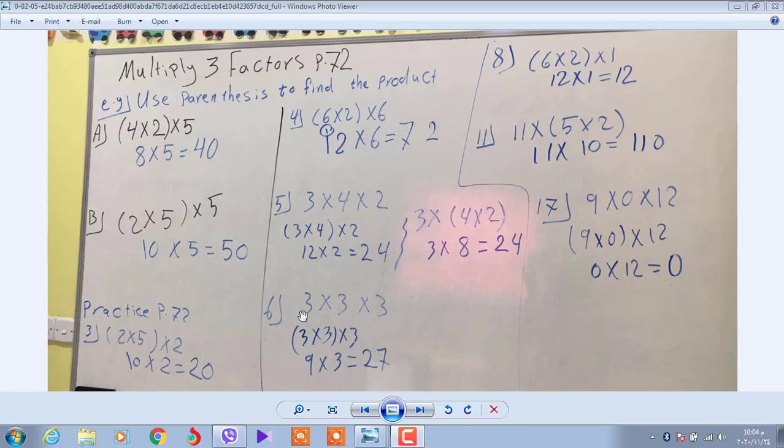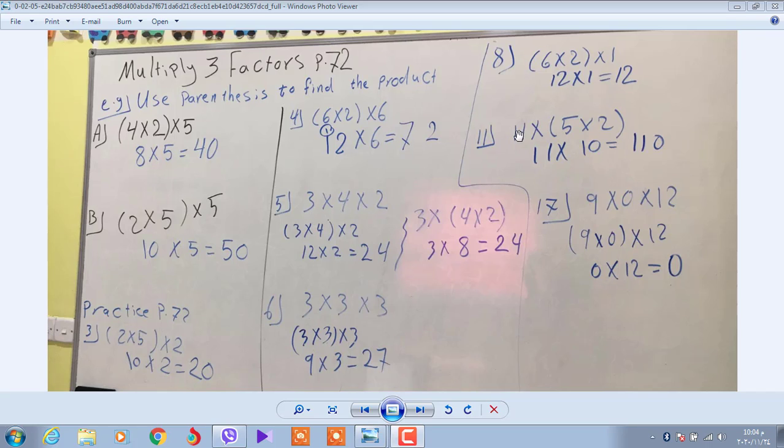In question 6, we have 3 multiplied by 3 multiplied by 3. 3 multiplied by 3 equals 9, multiplied by 3 equals 27, student. In practice 8 we have 6 multiplied by 2 multiplied by 1. 6 multiplied by 2 equals 12, and 12 multiplied by 1 equals 12, student.